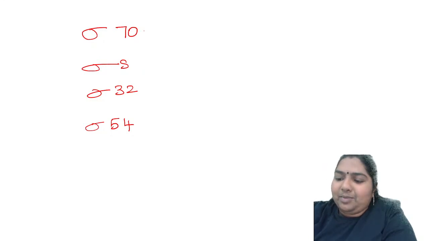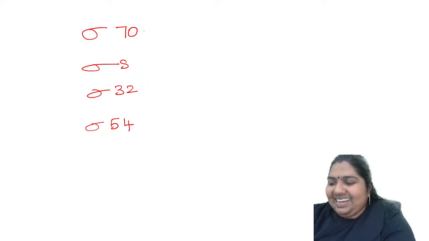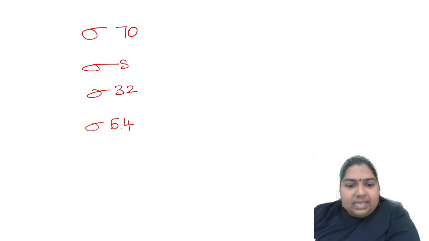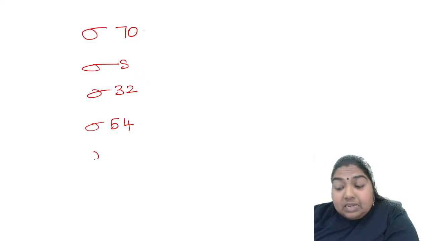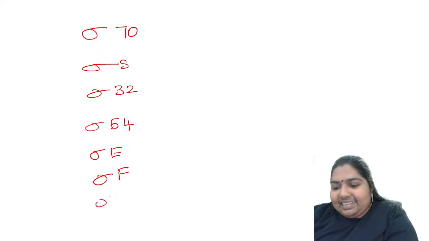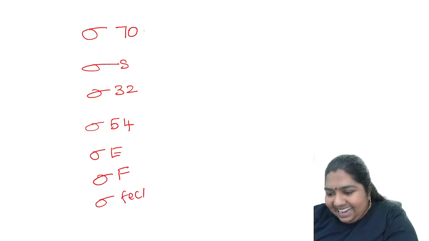Very good everybody, all of you are very bright. Good everyone, continue on. All right, fantastic. Good. Then sigma 54, sigma E, sigma F, and then sigma FecI.